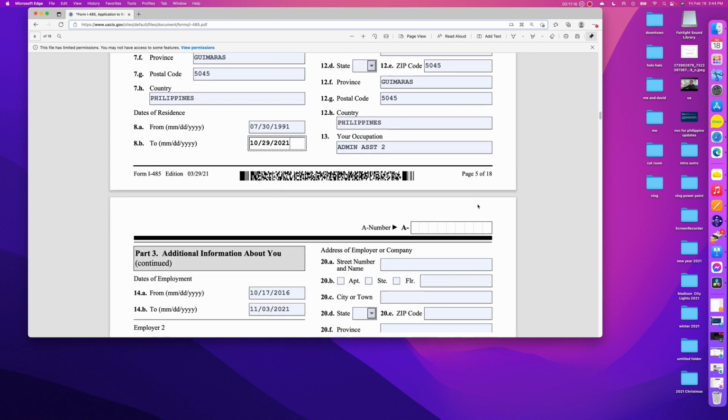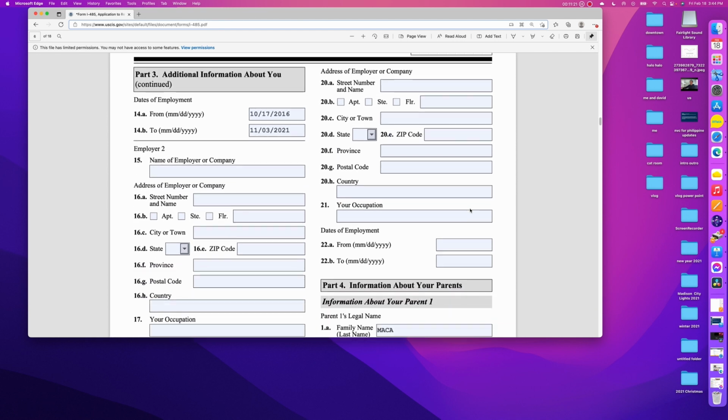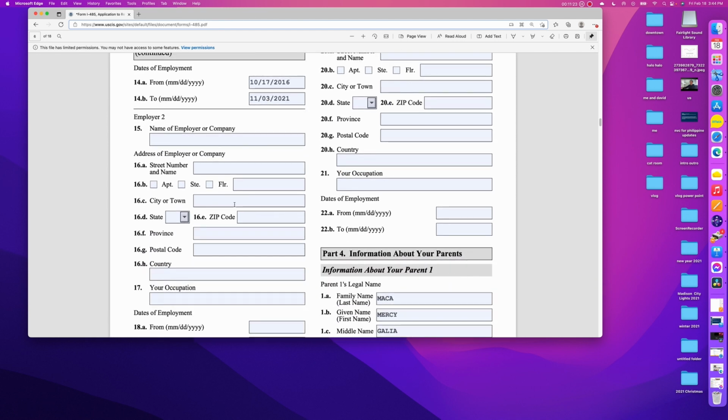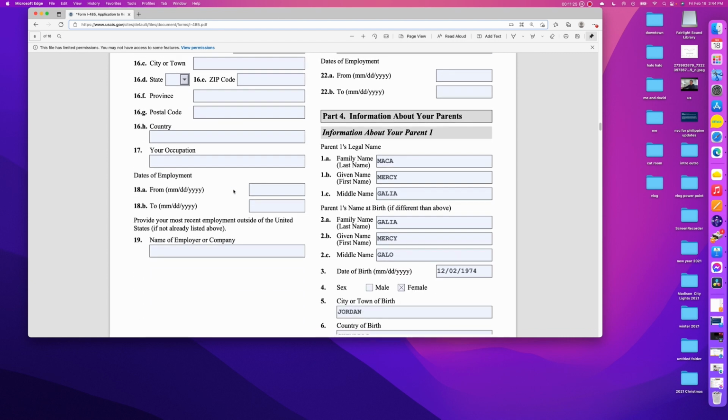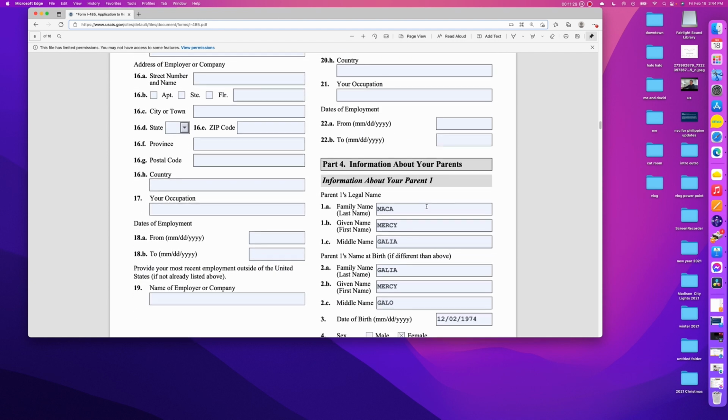Okay, next, page 6. Additional information about you again. So this is still name of employer or company. You don't need that. If you only have one, then very easy for you, right? Okay, next, we'll go to part 4.